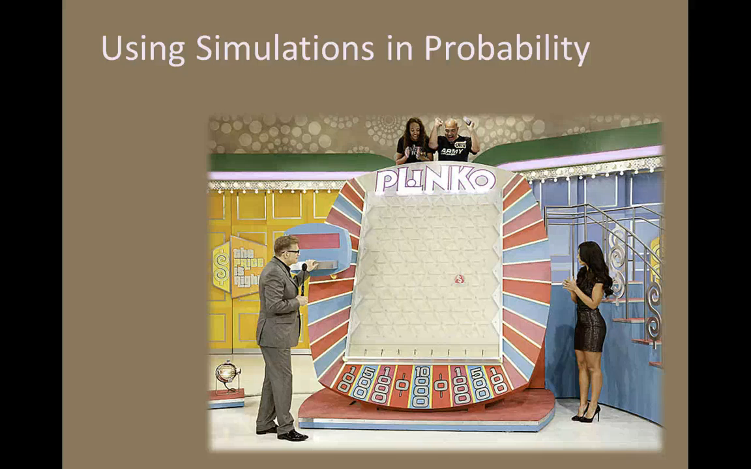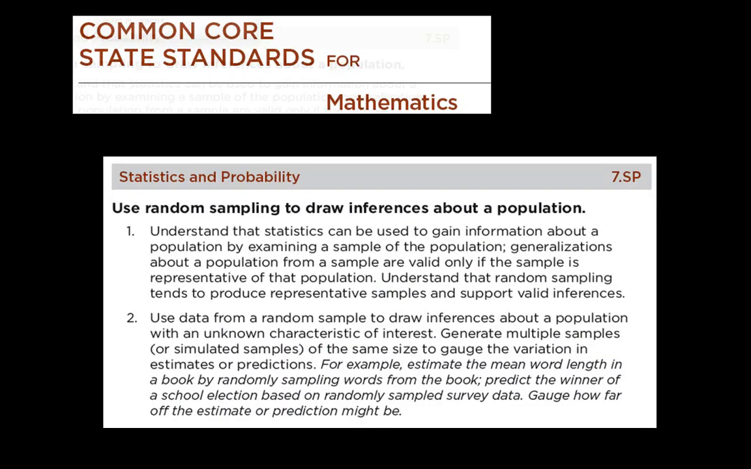So let's talk about using simulations in probability. Now, simulations can be used in a couple of different ways. If you look at the 7th grade Common Core State Standards, you'll see one way simulations are addressed, and that's by using random samples to draw inferences about populations, and we're going to look at that in just a second. Another way we can use simulations is by determining experimental probabilities of events as opposed to theoretical probabilities, which is what we've been looking at so far.